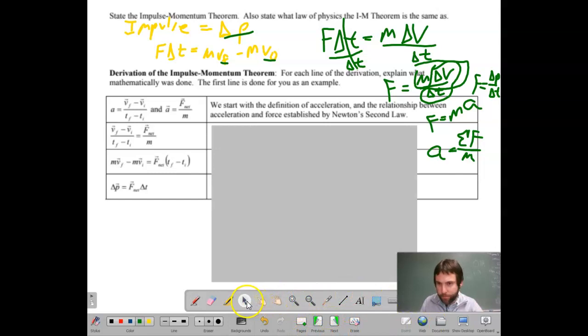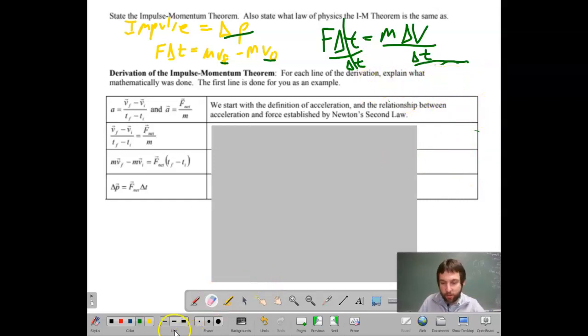Let me see, what do I have to grab here now? We're going to now start with the definition of acceleration and the relationship between acceleration established by Newton's second law. This is exactly what I just did. Let's see. Here, this is the derivation of the impulse momentum theorem. And remember what deriving an equation means. It just means showing the steps that happened. So we have to first find a starting point. And the starting point that we're given is this. a equals the change in velocity over the change in time, and a equals F net over m.